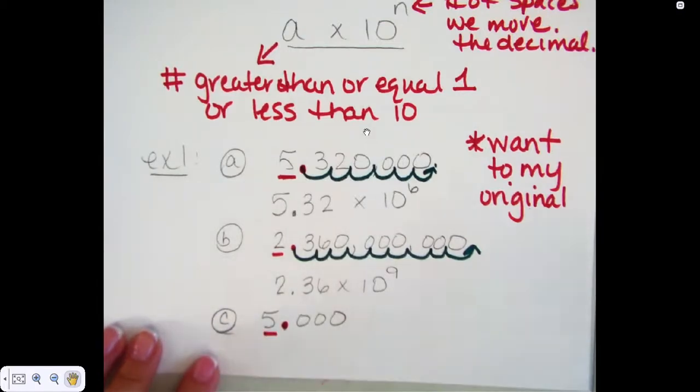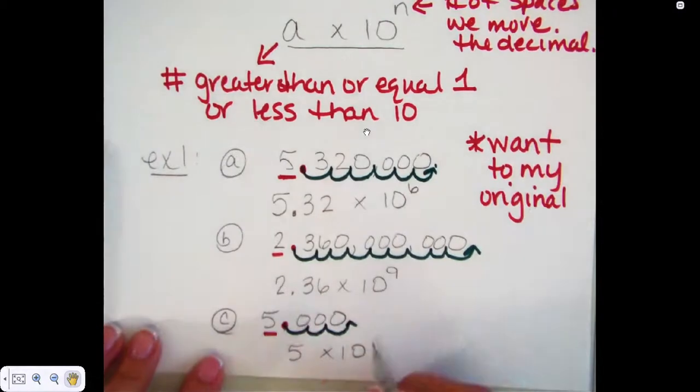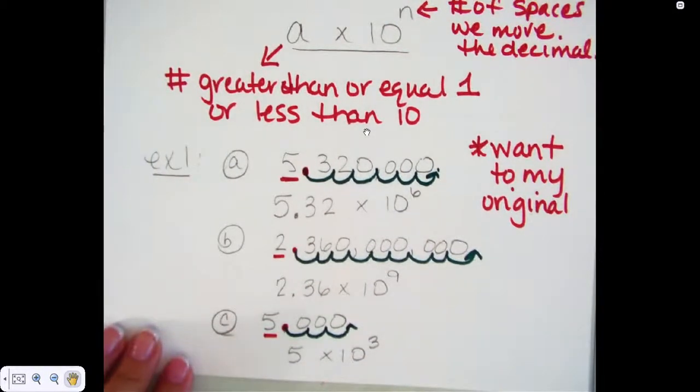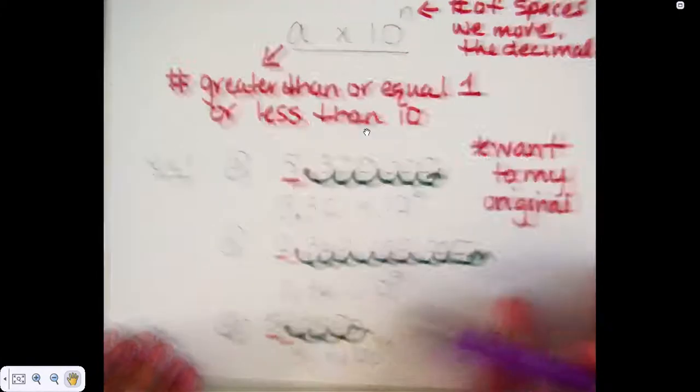One digit. So my number is going to be 5 times 10 to some power. Want to original. 1, 2, 3 spaces. Therefore, it's going to be positive. Okay. Now let's look at this. Example number 2.